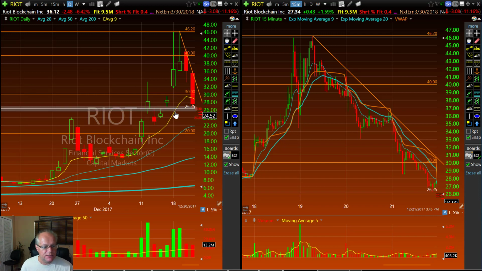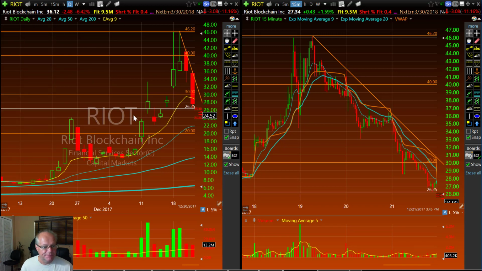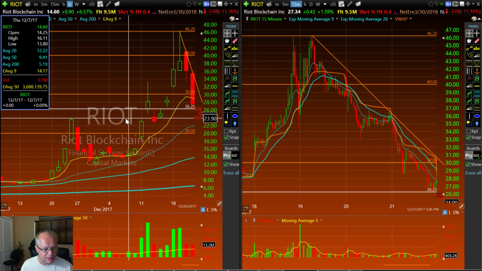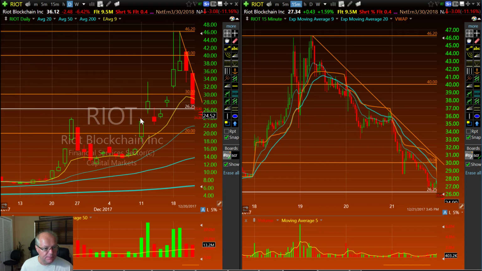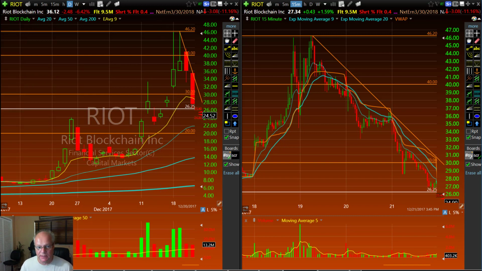And where would you see obvious support on the daily chart? Right here at this 24 level. Okay, so let's watch 24. That's about the only place, because look, it interacted with it once, twice, and three times. It was resistance twice, and it was support once. So 24 is going to be an important level.